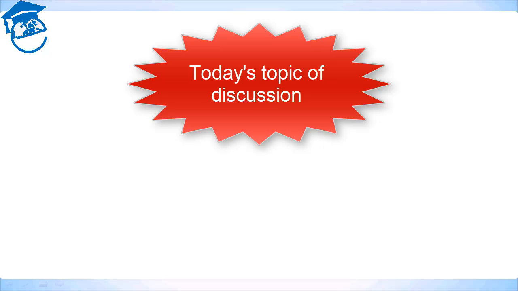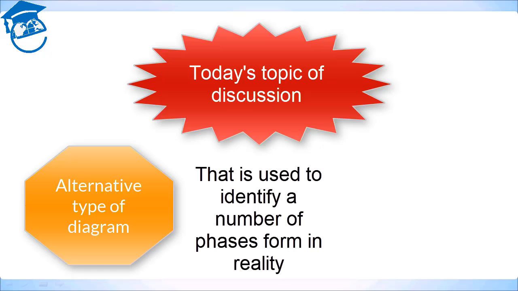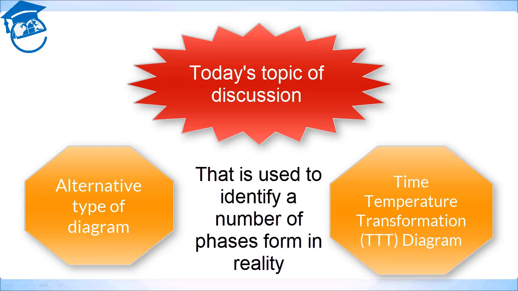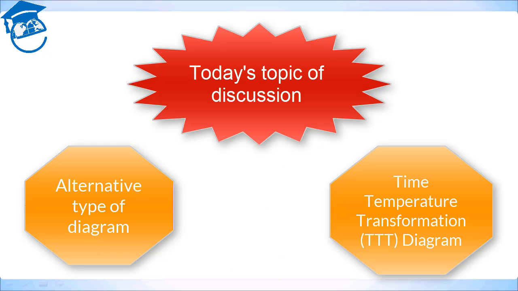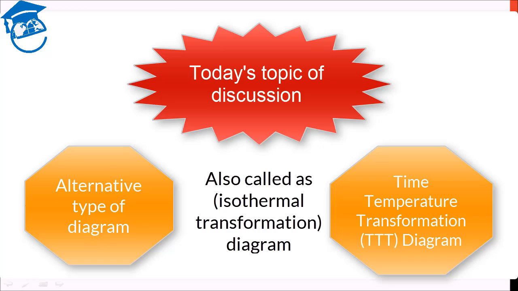Today we'll see some alternative types of diagrams that are used in order to identify the amount of phases that will be formed in reality, and if different phases are formed, what those different phases will be. One of those diagrams is known as the TTT diagram. Now what does TTT diagram stand for? TTT means time temperature transformation, or alternatively it is also called the isothermal transformation diagram.